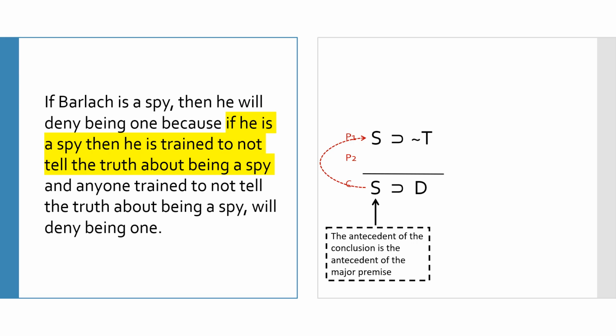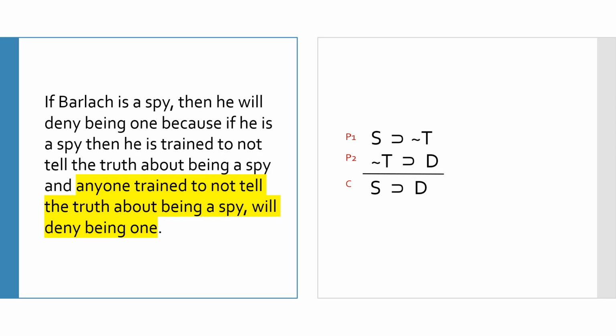Figure out what your conclusion is. The antecedent of the conclusion should be in the first line of the argument as premise 1. Whether it shows up as the antecedent or consequent is irrelevant. That term needs to repeat itself in the first line. And then, of course, the conclusion is anyone trained to not tell the truth about being a spy will deny being one. So we get not T. If not T, then D.